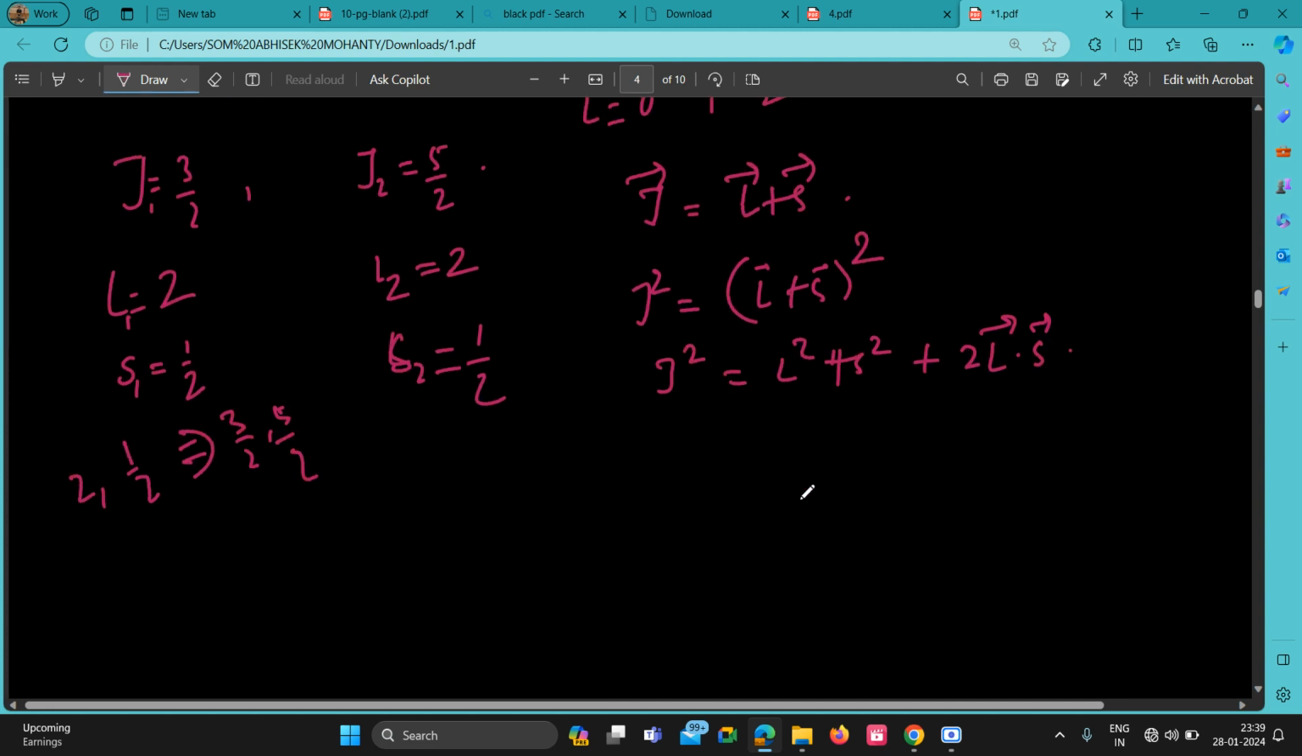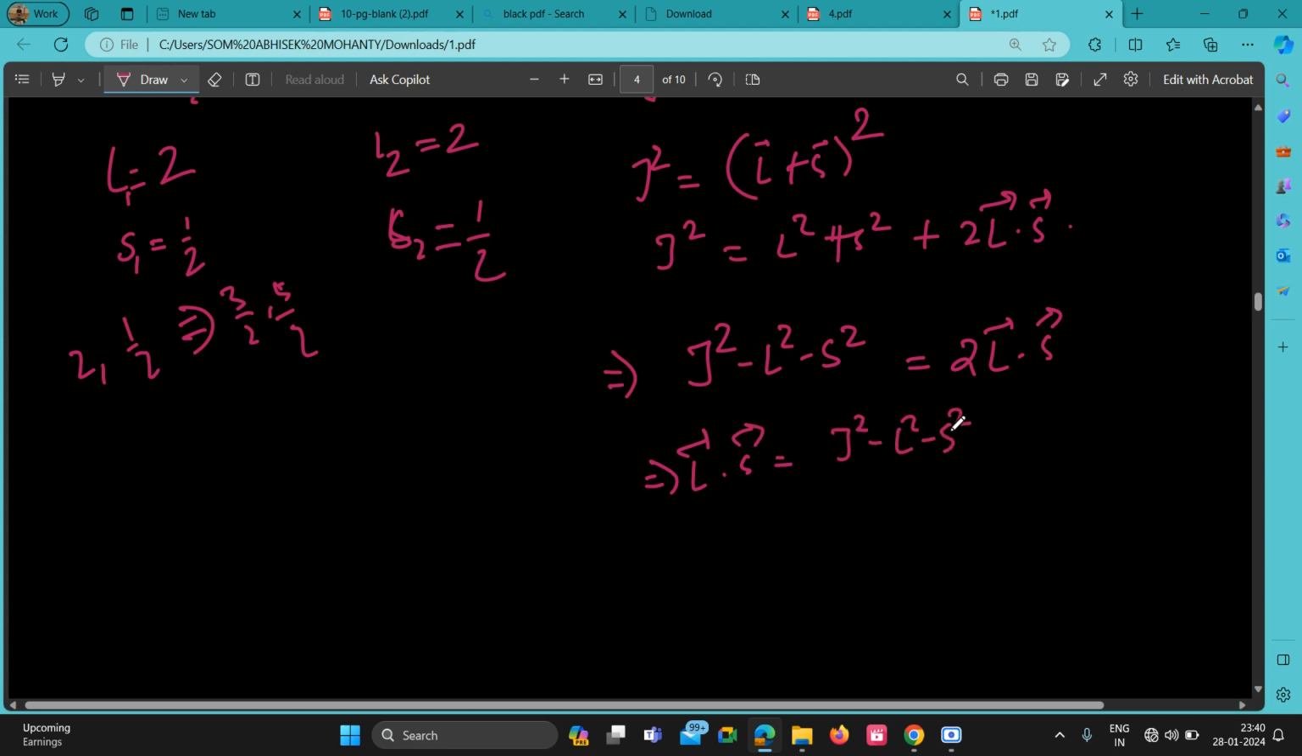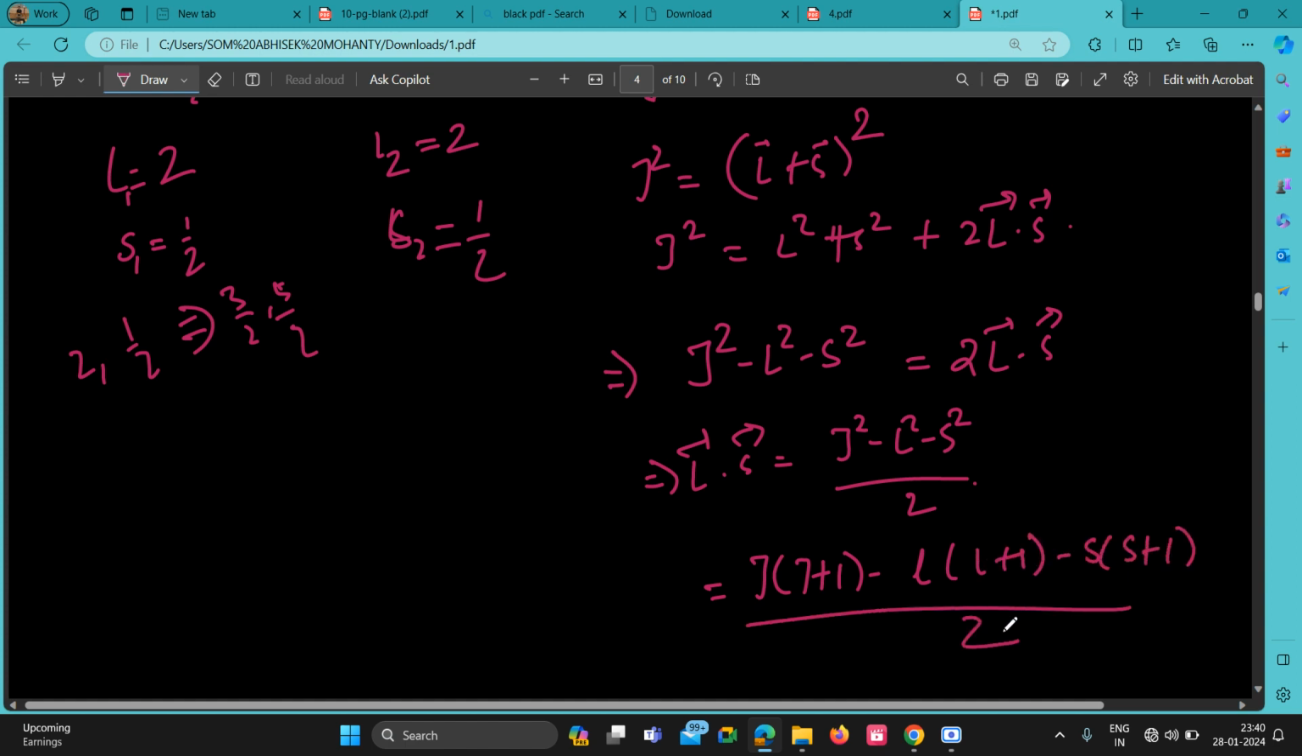Okay. J square is equal to L square plus S square plus 2LS. So that gives me J square minus L square minus S square is equal to 2LS. So L dot S is equal to J square minus L square minus S square by 2. Now J square is J into J plus 1, minus L into L plus 1, minus S into S plus 1, divided by 2, and there should be an h-cut square.